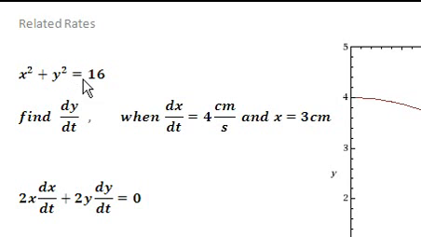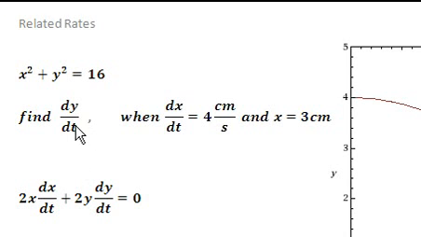x squared plus y squared is equal to 16. We want to find dy over dt, when dx over dt is equal to 4 centimeters per second, and x is equal to 3 centimeters. So first thing we're going to do is take the derivative of it, each one of these variables with respect to t. So we take the derivative of x squared and you get 2x, and then we tack on this dx over dt, plus we take the derivative of y squared, which is 2y, and we tack on dy over dt, and of course the derivative of 16 is 0.